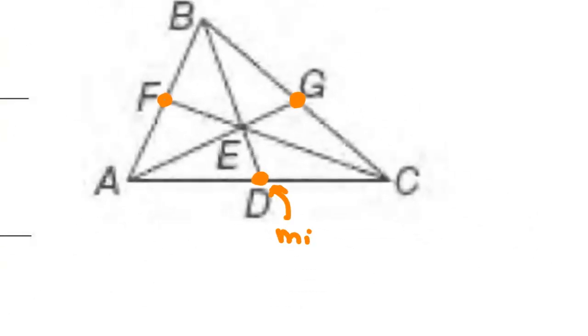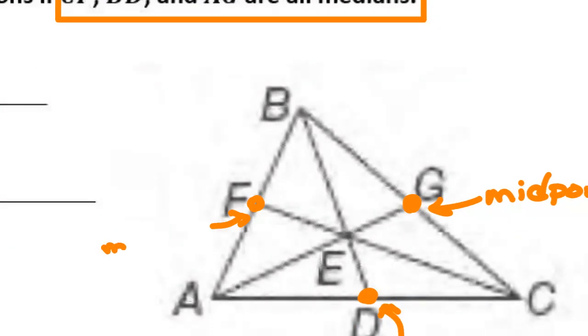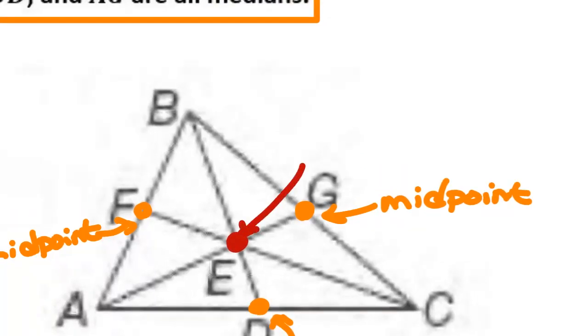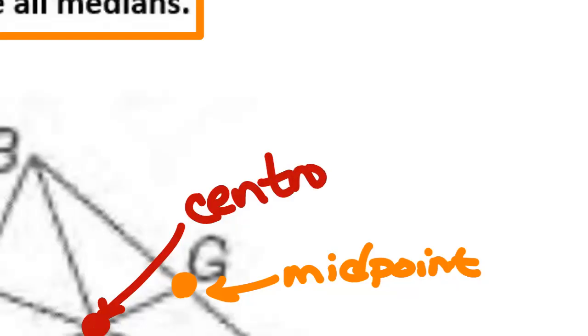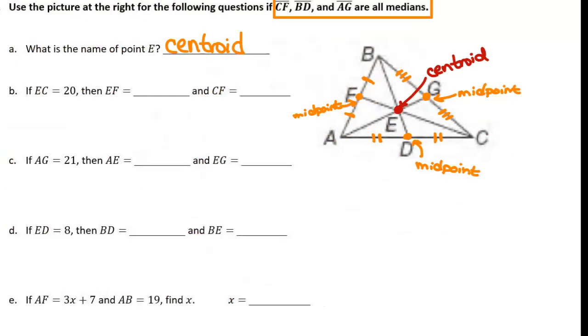Midpoints, yes. This would be a midpoint. This would be a midpoint. And this would be a midpoint. And E, we said, was the centroid. So because we have all these midpoints, I'm going to mark some congruences. BF and FA are congruent. AD and DC are congruent. And CG and BG are congruent.